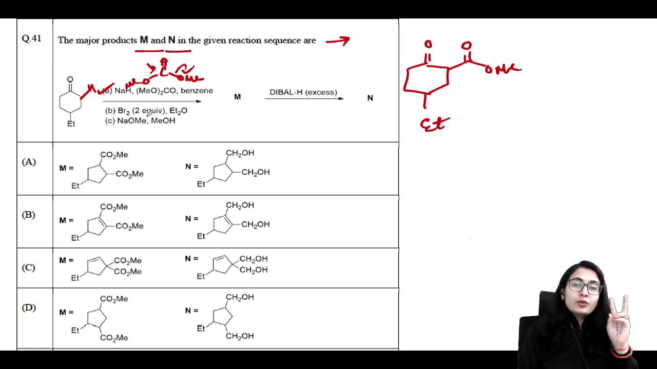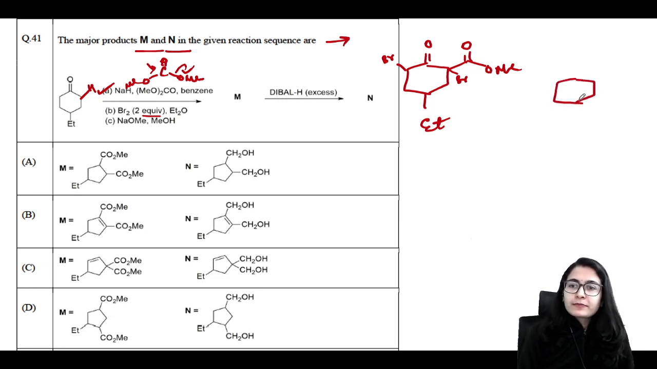Now bromine 2 equivalent is given. So 2 equivalent bromine can add 1 over here and 1 over here, or it can add in this way also.